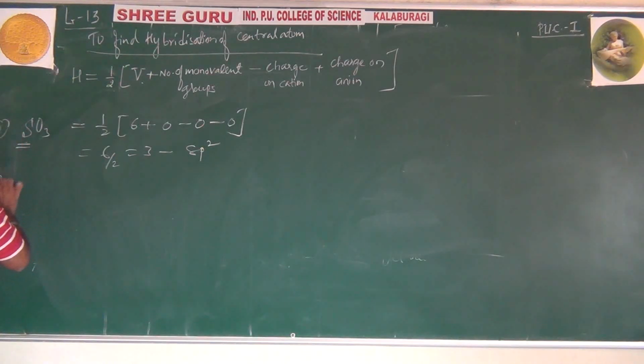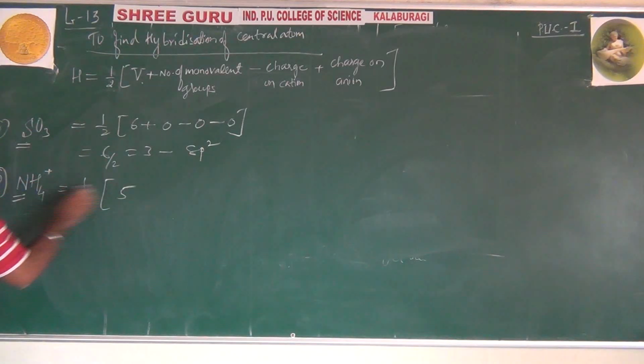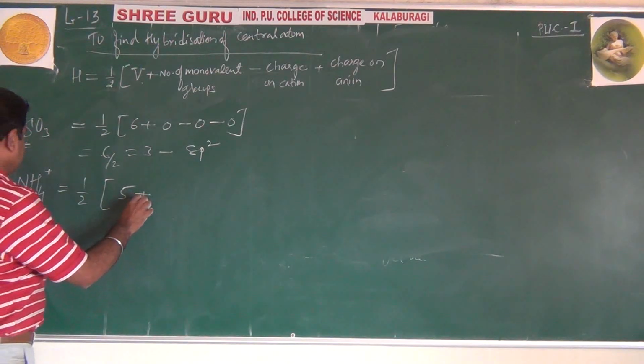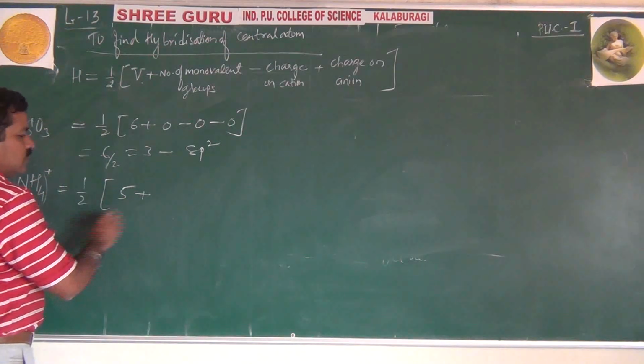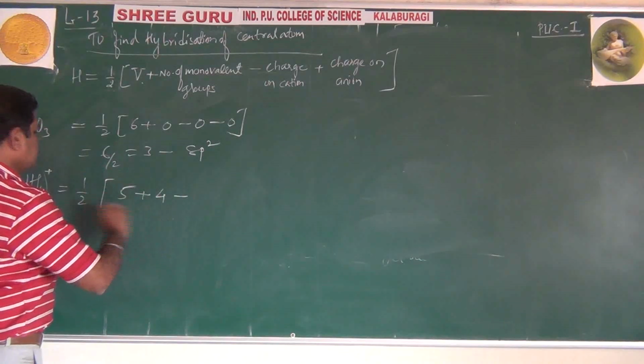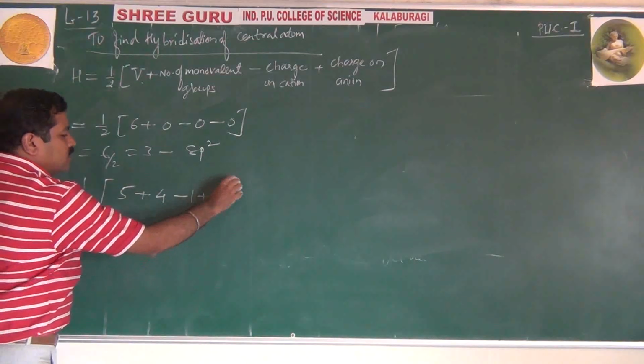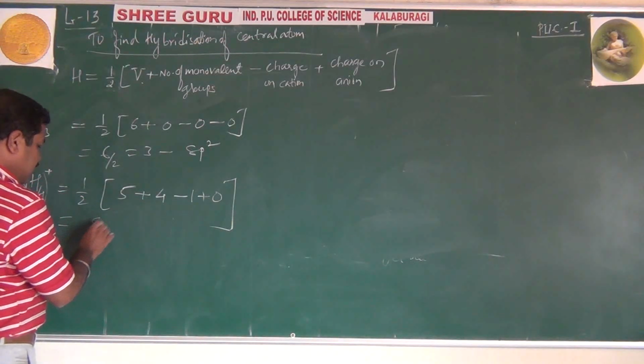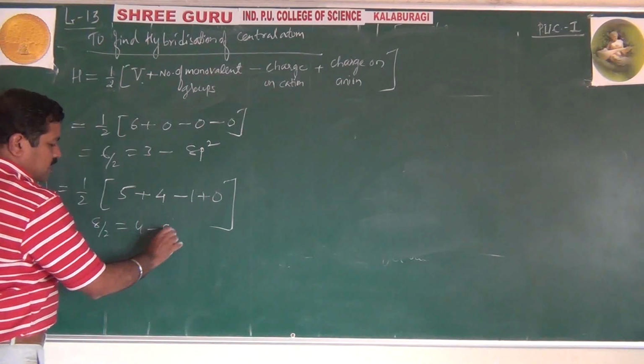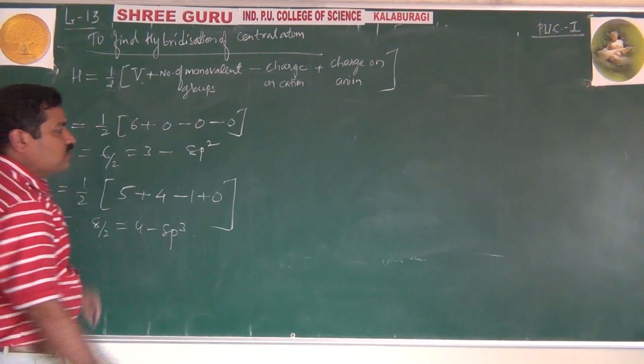First example. Second example, if it is NH4 plus, just observe. The nitrogen atom they ask you. 1 by 2. Valence electron of nitrogen 5 plus hydrogen is a monovalent group. How many atoms? 4. Charge minus 1, 0. 9 minus 1, 8 by 2, 4. sp3. Over and out.